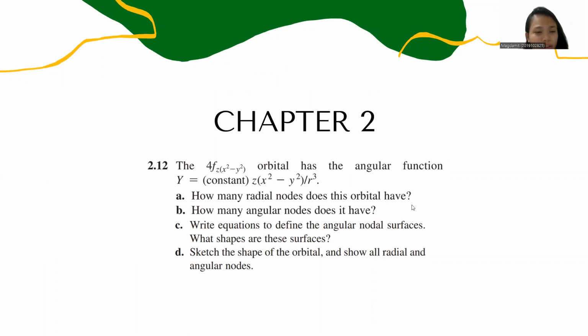B, how many angular nodes does it have? C, write equations to define the angular nodal surfaces. What shapes are these surfaces? And sketch the shape of the orbital and show all radial and angular nodes.